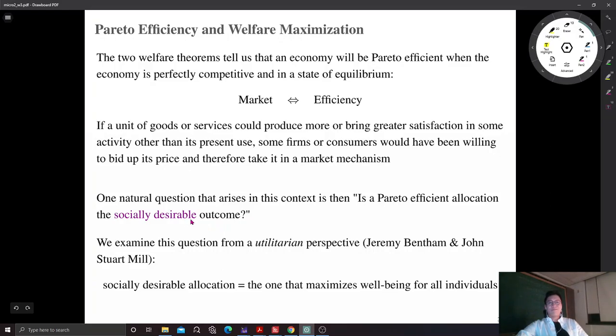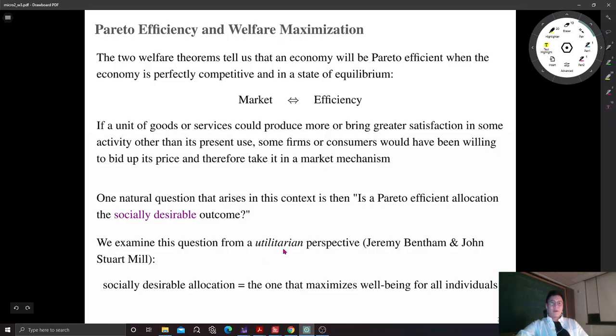There is much philosophy about this, so I'm not going to get into it. We examine this question from a utilitarian perspective, founded by great philosophers like Jeremy Bentham and John Stuart Mill. Utilitarianism, the main slogan is the greatest happiness for the greatest number of people. So in Korean, 최대 다수의 최대 행복이요.